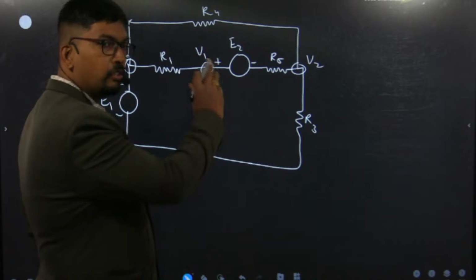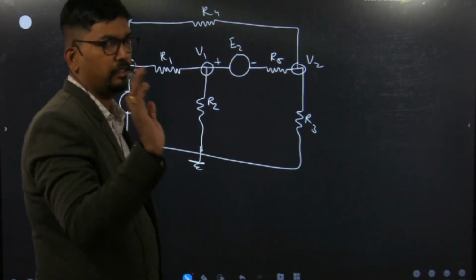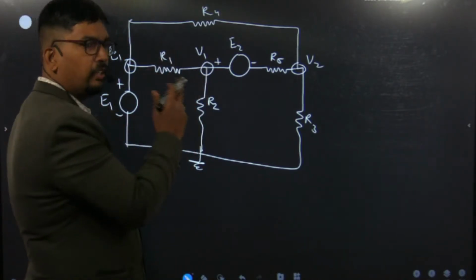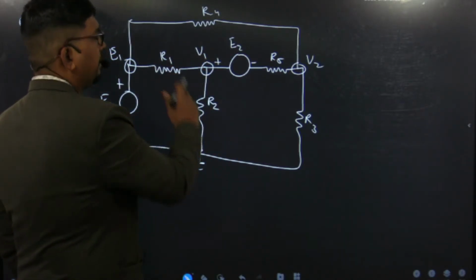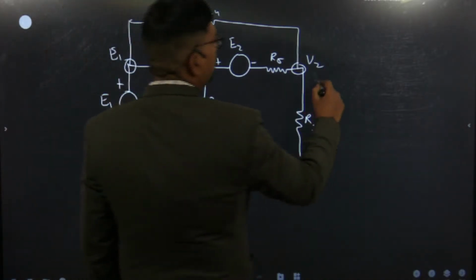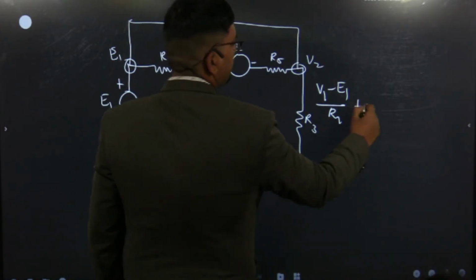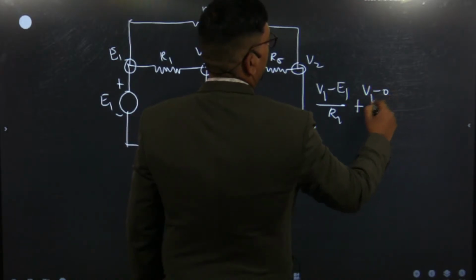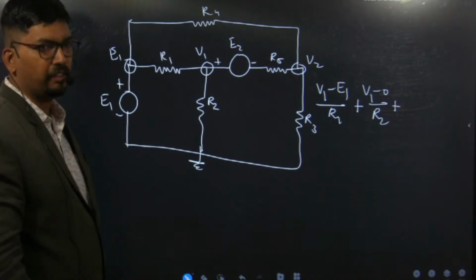And when it is not a super node, in that condition the equations at V1 and V2 are both different. Now how will we write down the equation? Again the same, for the V1 node we assume it is higher with respect to all other nodes. And all are resistances, so current will always be outgoing. So current in R1 will be V1 minus E1 upon R1 plus current in R2 will be V1 minus 0 upon R2 plus, then we have to find out the current in the R5.